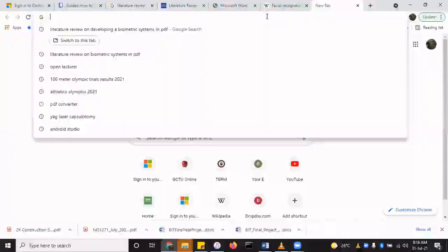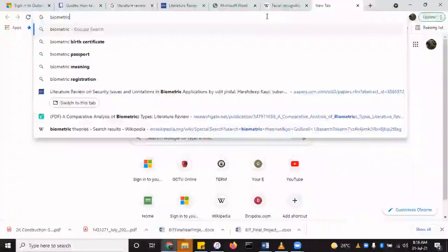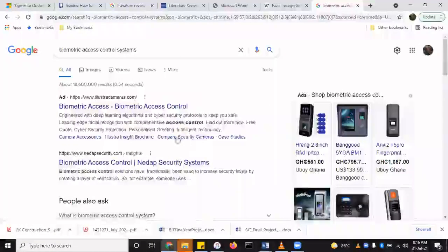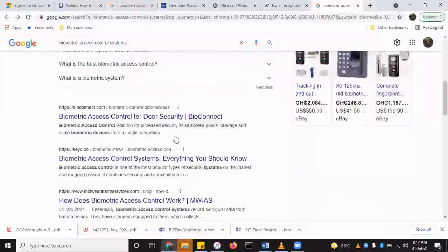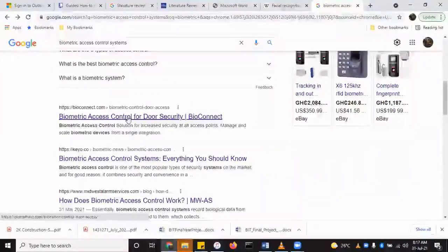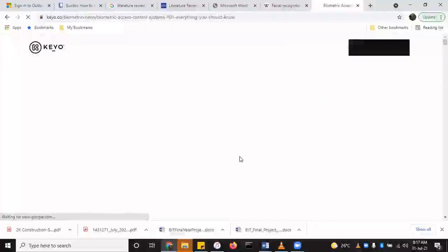But assuming you went to just a regular website, let me type biometric access control systems, and you came across a website like this. You click on it. Let me go back. Door security, control systems, everything you need to know. So let's go to this one.